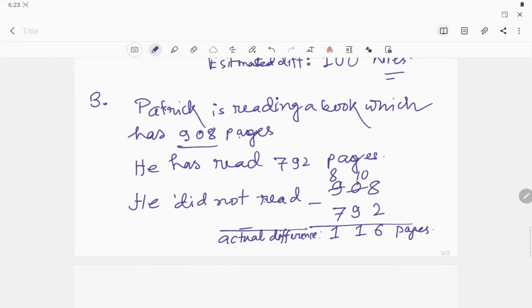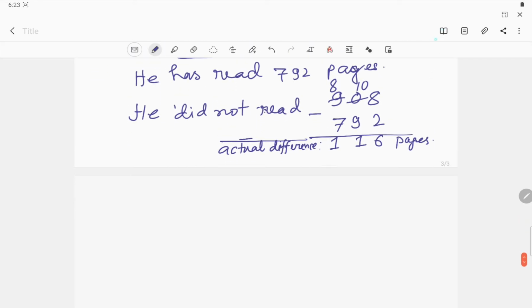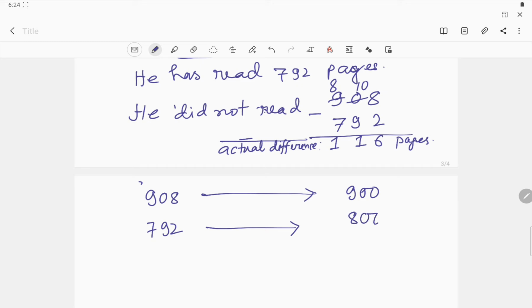How do we find it? Find each estimated figure to the nearest 100. So 908, this is the actual figure. If you estimate this figure to the nearest 100, it will be rounded to 900, right? And 792, if you estimate this figure to the nearest 100, it will be 800. How? Because the tens place is 9, which is greater than 5, so it can be rounded to 800. Now find the difference, so it will be 100. So this is our estimated difference, right? So this is our result, and we have finished exercise 4.5 as well as exercise 4.